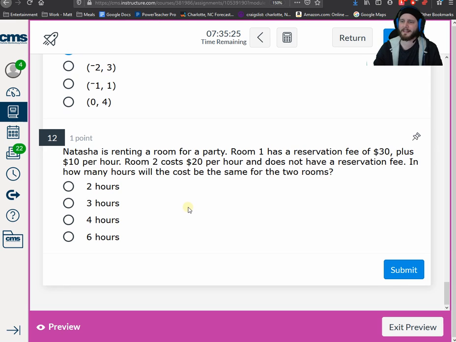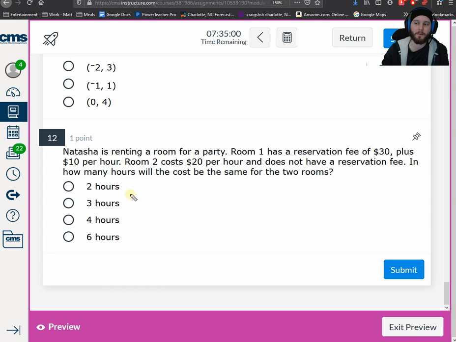And last but not least, I saved the hardest problem for last. This one is one of those problems where you have to create 2 lines based on a story. So here's the story. Natasha is renting a room for a party. Whoop-de-doo, that's not important. Room 1 has a reservation fee of $30 plus $10 per hour.